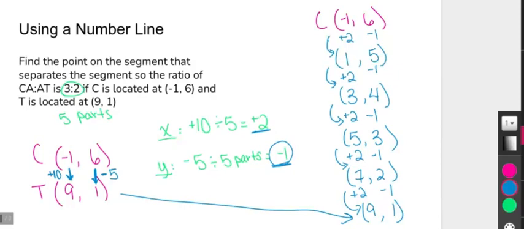So now that I've done that, I need to figure out where A is. Well, we said A was 3 jumps in, so I'm going to look back at my arrows. 1 jump, 2 jumps, 3 jumps. This is A.